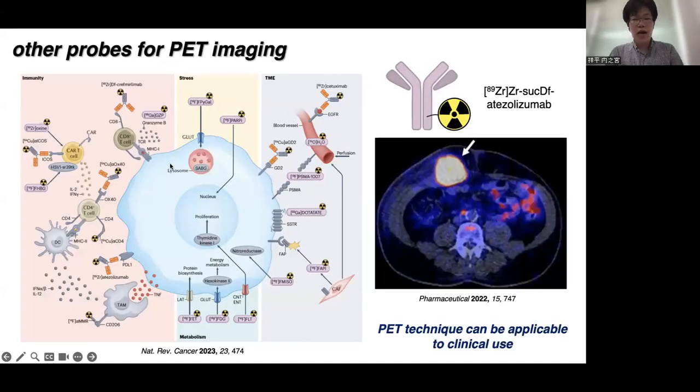And of course, antibodies are also used in PET imaging. This is an example of cancer imaging with an antibody-type PET probe. The antibody is conjugated with a radioactive isotope and administered to our body, and we can see a clear image of cancer. So that's why molecular imaging technique is already used for clinical use.